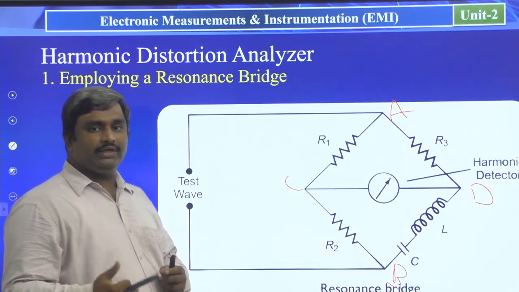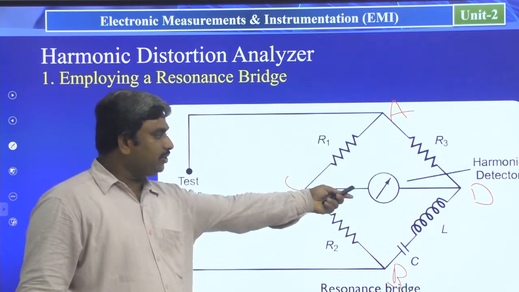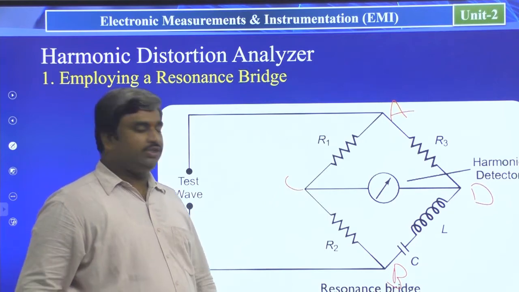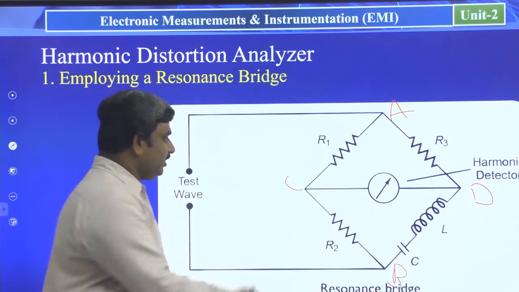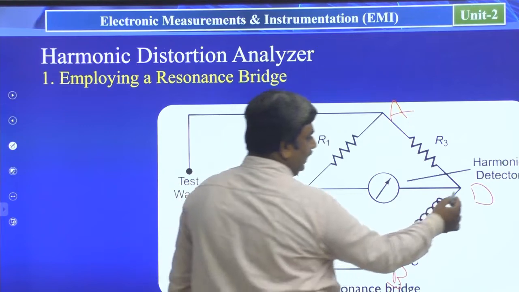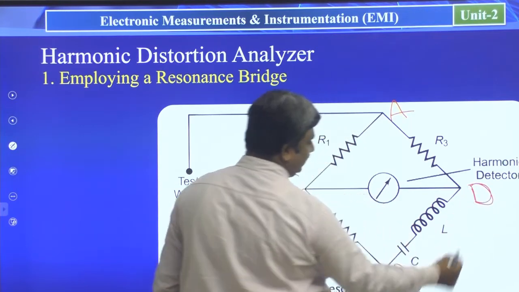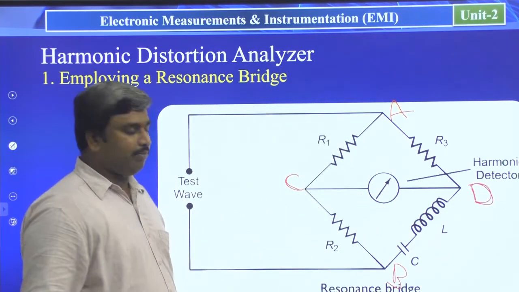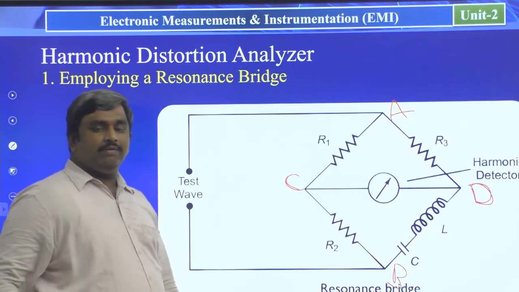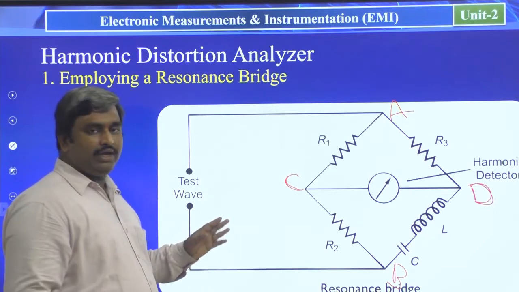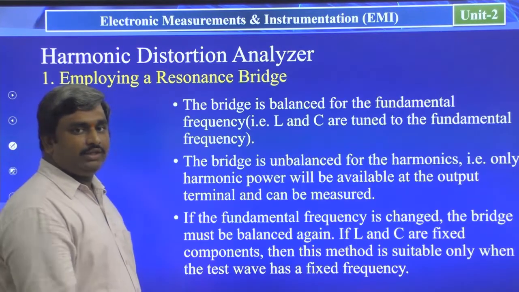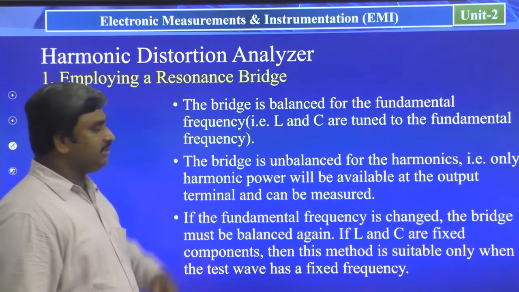Whatever the harmonics, the total power we are measuring by using this harmonic detection, by using the C and D terminals. In between the C and D terminals, we are measuring the harmonic power. This is the basic resonance bridge. Let us see the discussion of this, employing a resonance bridge.